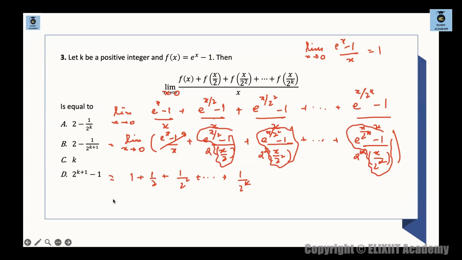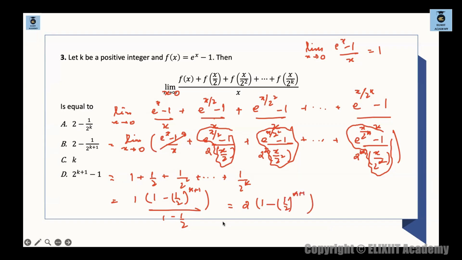Half. First term is 1, common ratio is half. So 1 times 1 minus half raised to the power of k plus 1, divided by 1 minus half. The GP formula is known to you. Once you take this reciprocal, that's basically 2 times 1 minus half raised to the power of k plus 1.